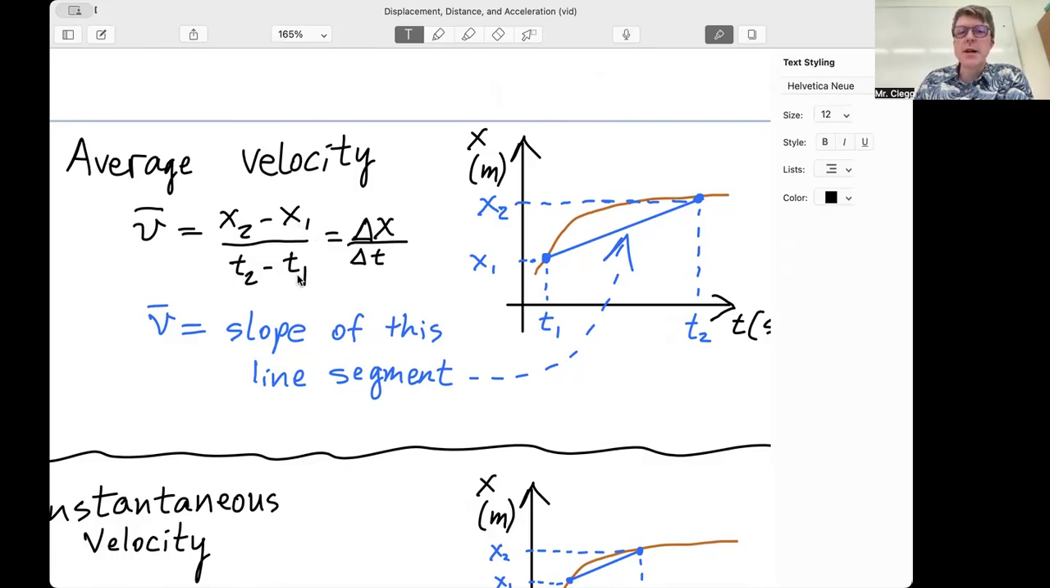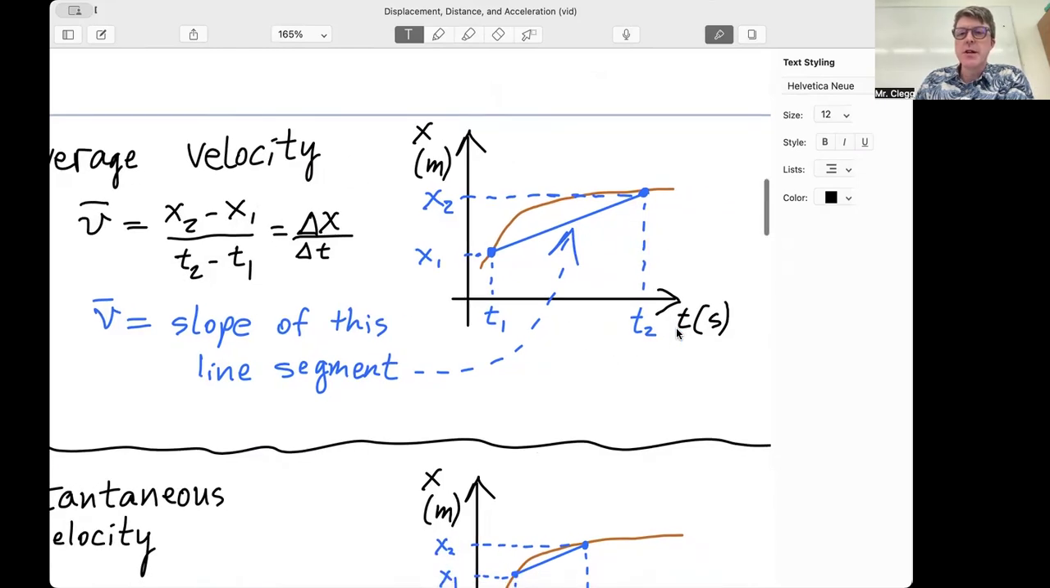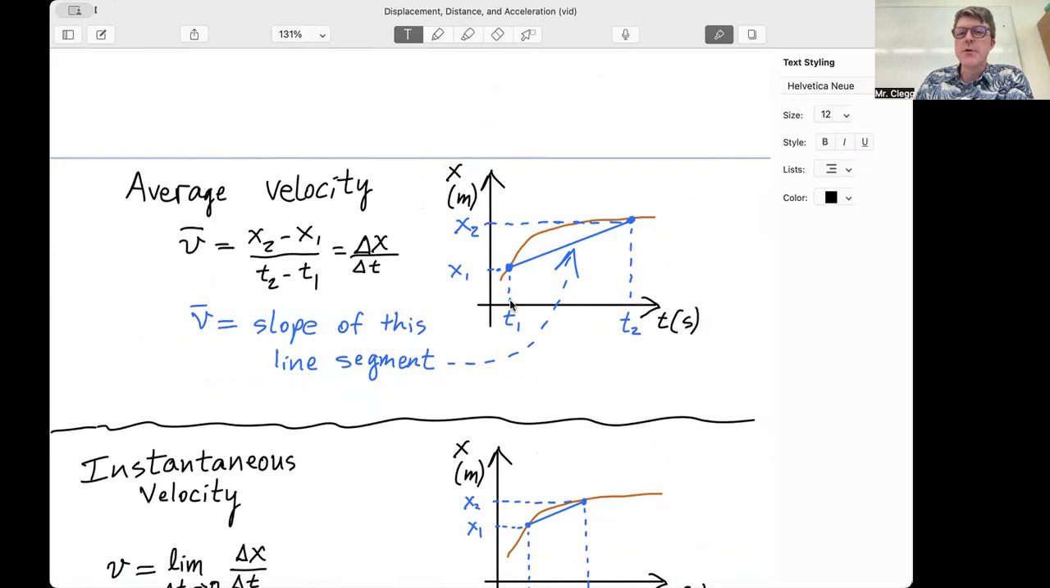And my time 2 minus time 1, that's my delta t. That's how much time went by from the first time point to the second time point, taking the second one minus the first to get that difference. Hopefully you can see that delta x over delta t is the slope of that line. So that's the rise over the run. And so the slope is the average velocity. And again, average with the bar over it.